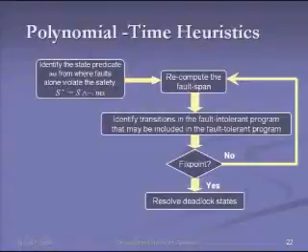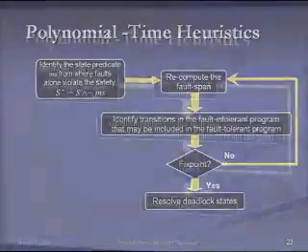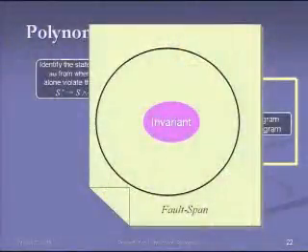So the next step is resolving deadlock states. And this is because we are removing some of the transitions, right? So it is quite possible that a state, if we remove all of its outgoing transitions, becomes a deadlock state. And since we want to preserve all the liveness properties, we have to resolve this deadlock. And this is one of the most interesting steps of the algorithm.